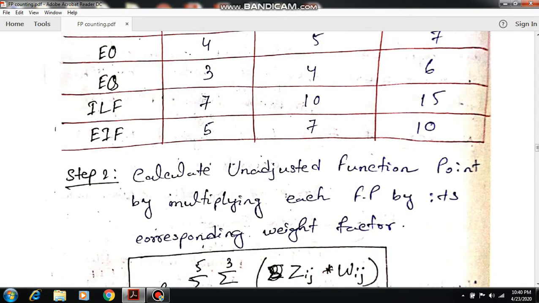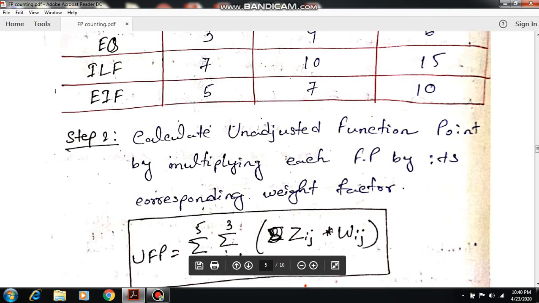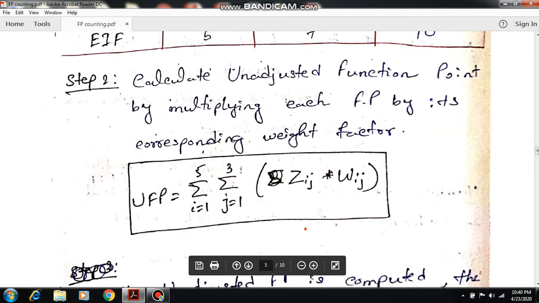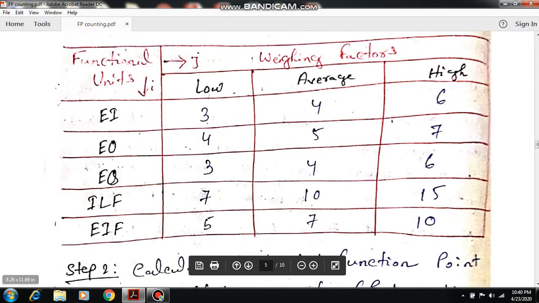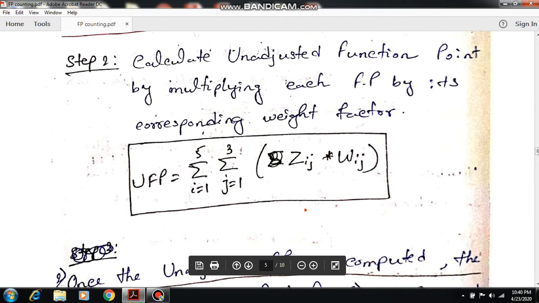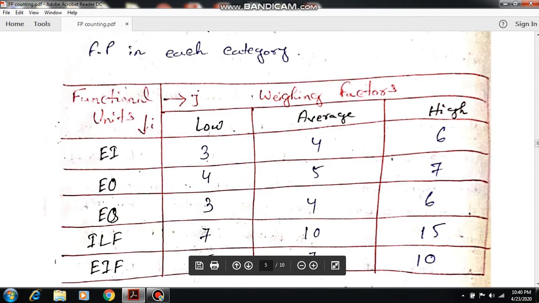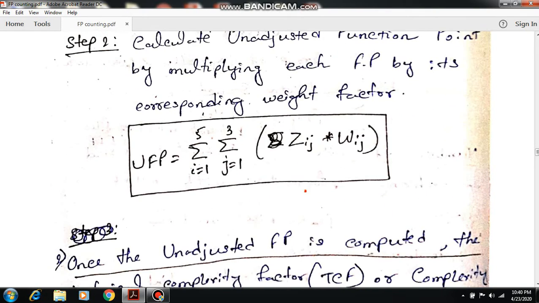Now calculate the unadjusted function point by multiplying each FP by its corresponding weight factor. This is the main formula. UFP is the summation from i to 5 of Z_i multiplied by W_ij. W_ij means every function unit has a different weighting factor. We multiply every factor and sum up all the values. In this way we can calculate the UFP.